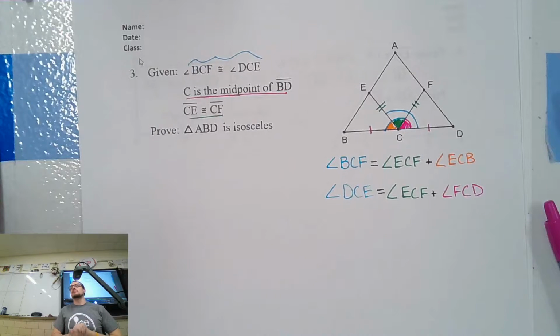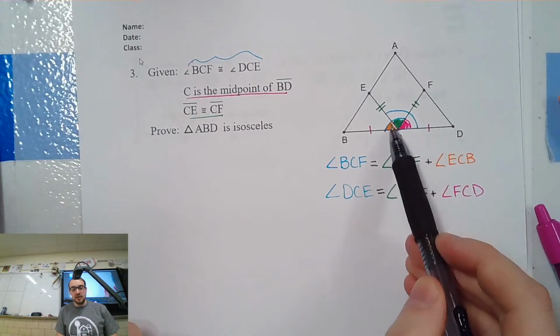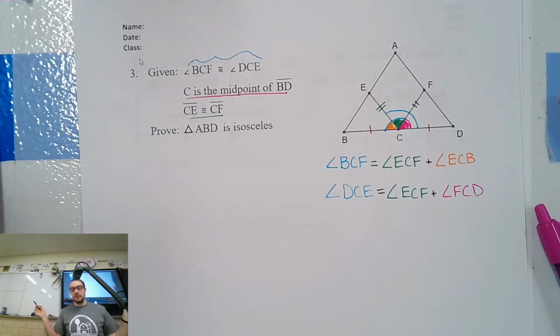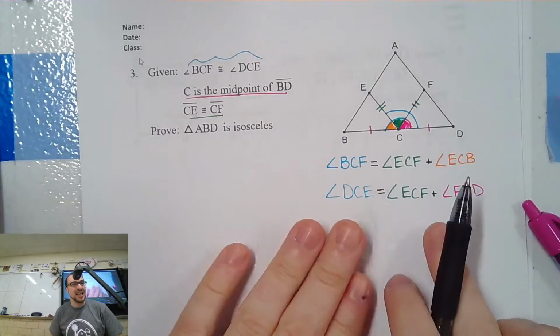Cool. So, how did I know I was allowed to do that? By angle addition postulate, right? The 2 little angles make up the big angle. That's kosher, okay? We're not going to write that. We're going to skip a bunch of steps, but that's the idea behind it.